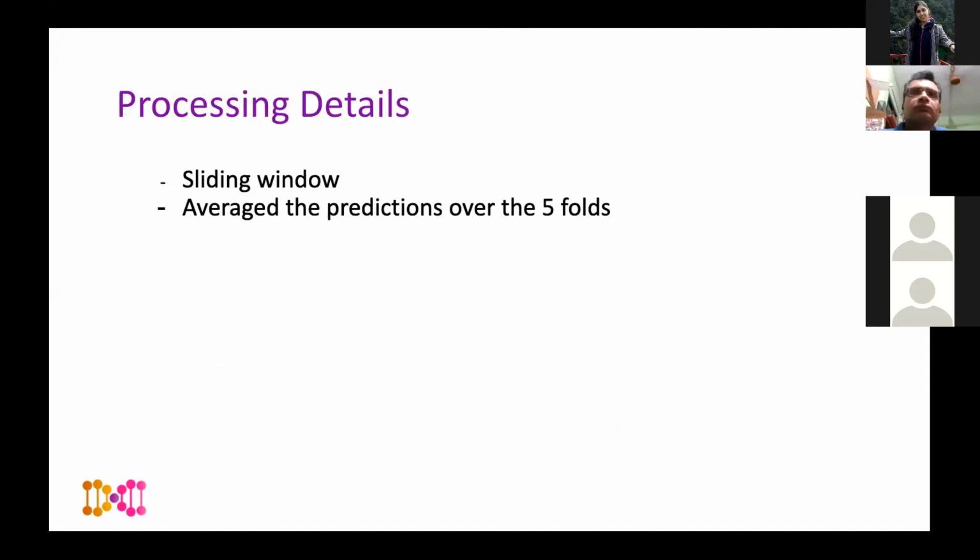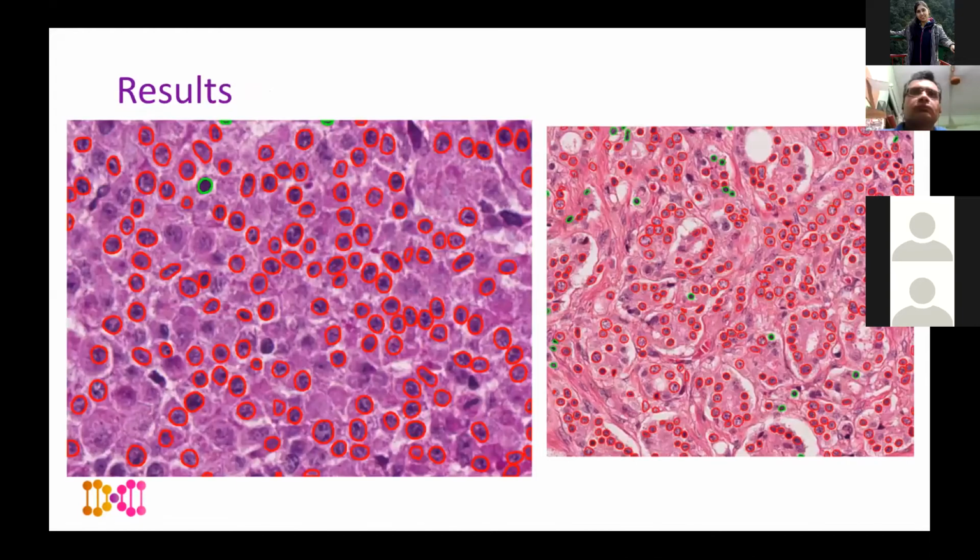Then we use a sliding window approach to process each image in the test set, and then averaged the results over the 5 folds to get the overall result for each image. So for some example results, we can see we do quite a nice job here at segmenting and classifying the epithelial cells and lymphocytes.